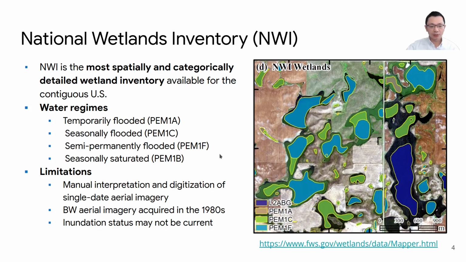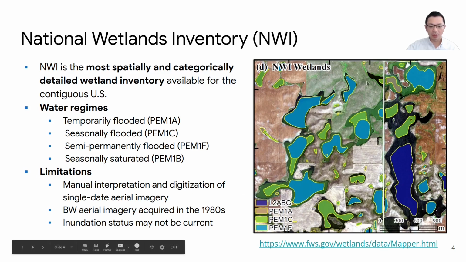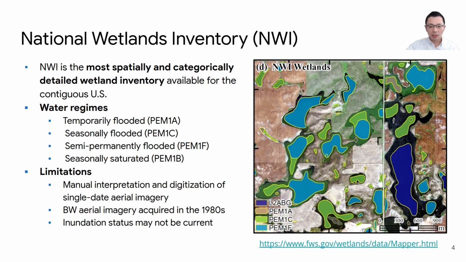Okay, so first let's talk about some of the existing wetland datasets in this region. The first one is the National Wetlands Inventory, or NWI. NWI is considered the most spatially and categorically detailed wetland inventory for the US. On the right here is an example of the NWI overlaid on the NAIP imagery, at 1 meter resolution. As you can see in here, the NWI is a polygon dataset. It has a variety of attributes.